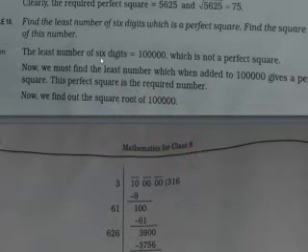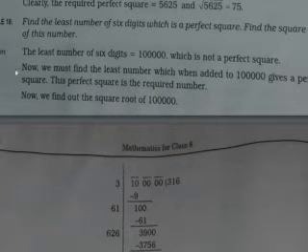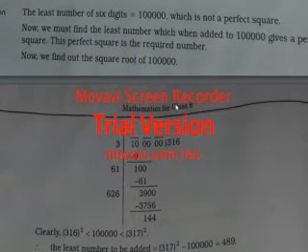At first it has been written that the least number of 6 digits is 1 lakh, which is not a perfect square. Now we must find the least number which when added to 1 lakh gives a perfect square. This perfect square is the required number. Here it has been said to add, because when we subtract it will become a 5 digit number, and it has been asked here for a 6 digit number, so no subtraction. Now we find the square root of 10 lakh at first. Okay, sorry, not 10 lakh, 1 lakh it is.